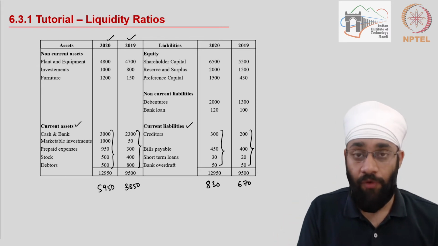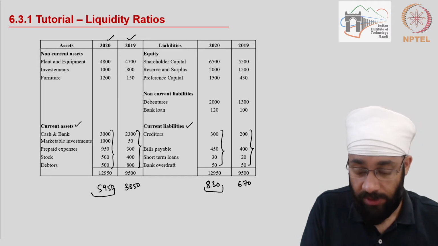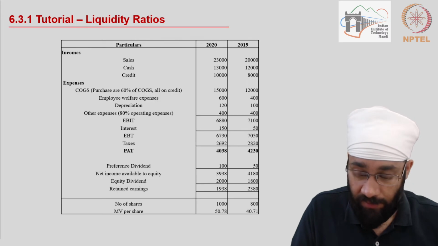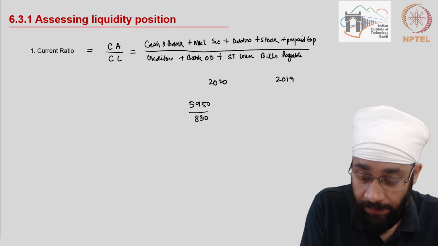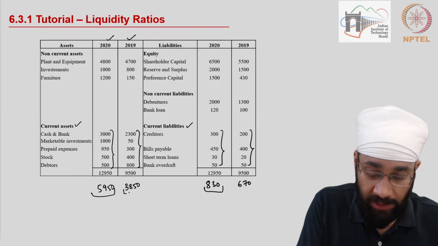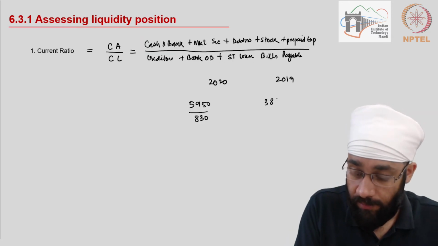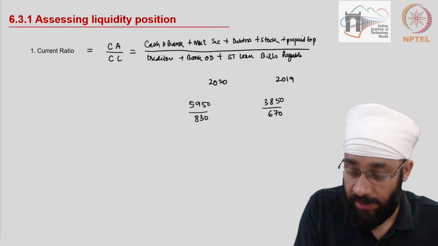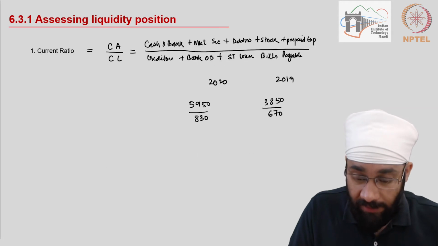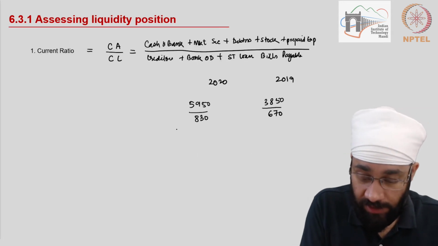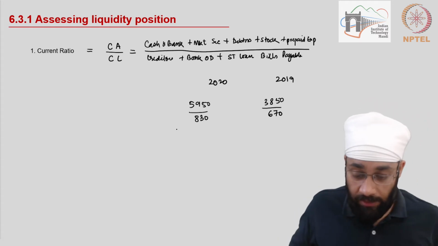So these are the 4 numbers that we are interested in, and we are going to match this number with this number. 5950 divided by 830, and for the second year we have 3850 divided by 670. Let me just double check. Alright, assuming that I've done the calculations right, we have to just divide these numbers to figure out the current ratio, and I have my calculator with me.